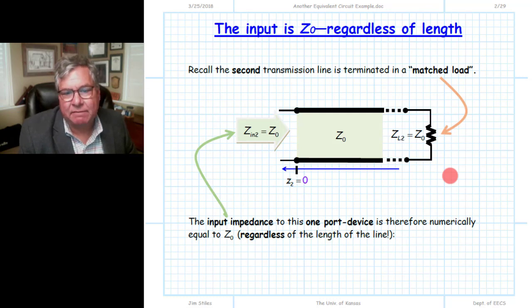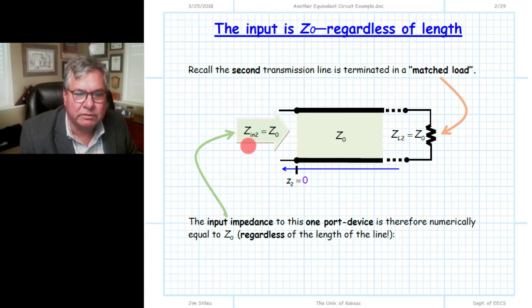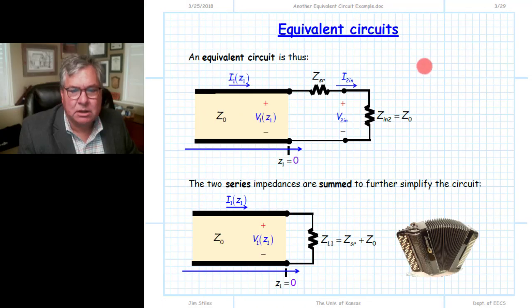The special case we have in this circuit is that the second transmission line is terminated in a matched load, a resistor that's numerically equal to the characteristic impedance. Because of that, we can replace this whole structure with this equivalent circuit. That equivalent circuit is simply a resistor that's numerically equal to Z0, because we know the input impedance will be equal to this value regardless of the transmission line length for the special case of a matched load. So this is the equivalent circuit once we've replaced the terminated transmission line on the right side.